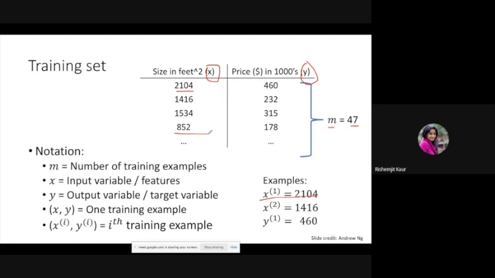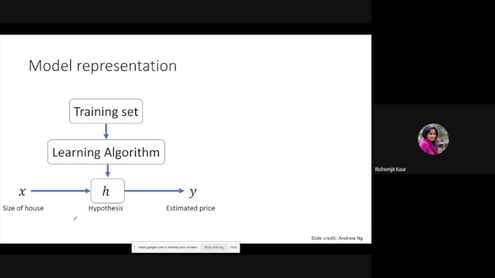So this is the notation, and if there is any confusion regarding this notation, please let me know, because we are going to use it in the next slides as well. It's not very complicated. x, y as input, output, M is the total number of examples, and to represent the training example, we are using the i as a superscript. So this is our model representation.